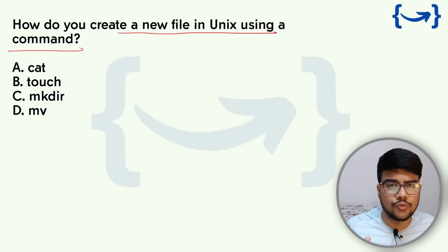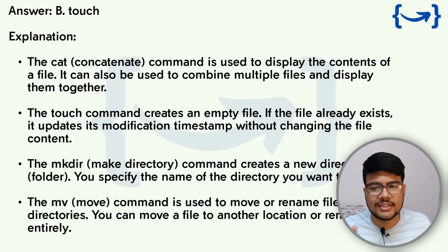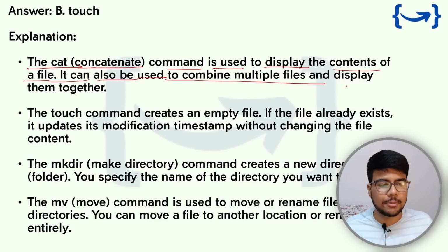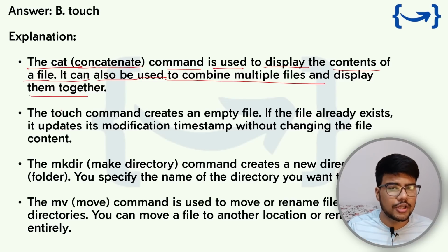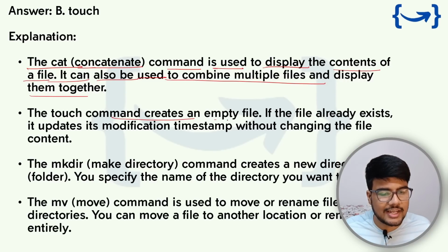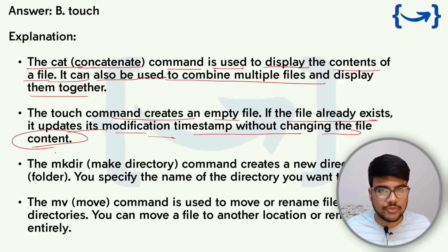Now, how do you create a new file in Unix using a command? If you want to create a new file, just touch it. Yes, touch is the right option. But I will let you know the rest as well. The cat command is used to display the contents of a file. It can also be used to combine multiple files and display them together. Fantastic. But are you forgetting to give yourself +1 marks if you solve this problem correctly? If you are, please do give yourself. Okay. The touch command creates an empty file. If the file already exists, it updates its modification timestamp without changing the file content. I hope you got it.